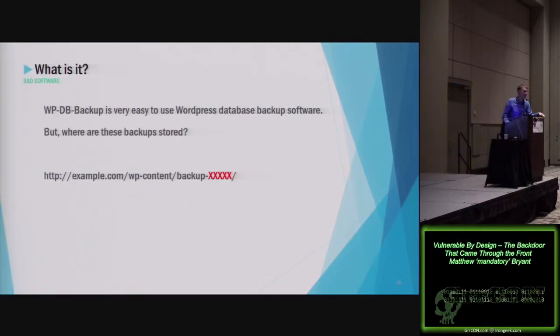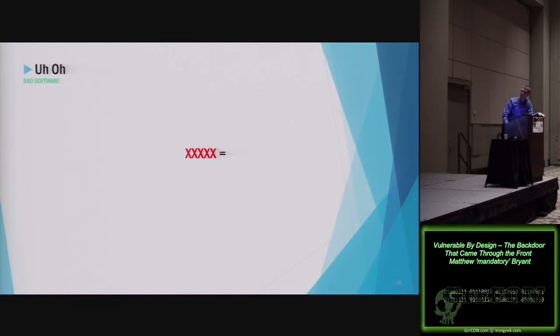I immediately got really freaked out. I'm like, what is this, right? And I traced it back to the source code of this program. Basically it goes to WP content, which is publicly accessible, and then it does backup dash, these hexadecimal digits. But the real issue is, obviously just 5 hexadecimal digits is not very secure. You can brute force that using web requests.